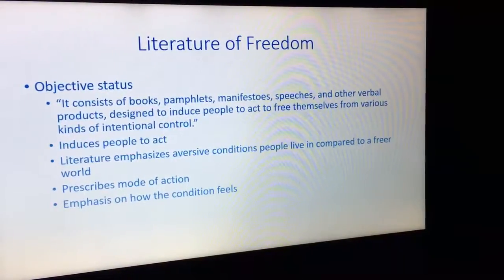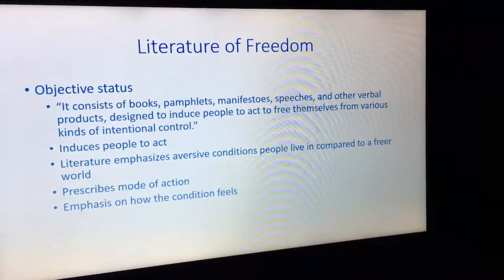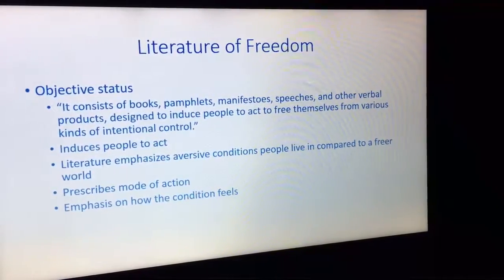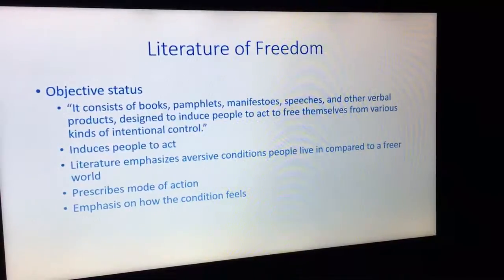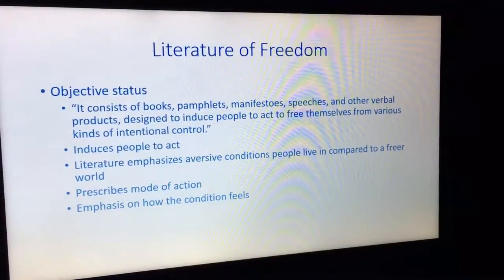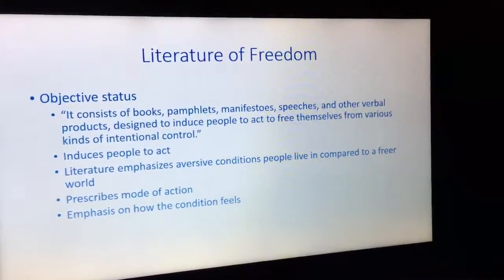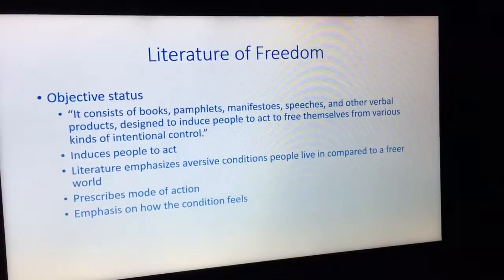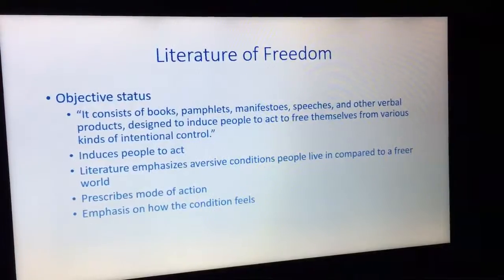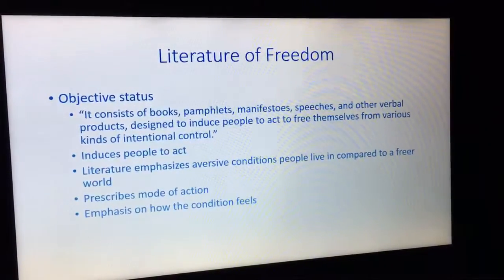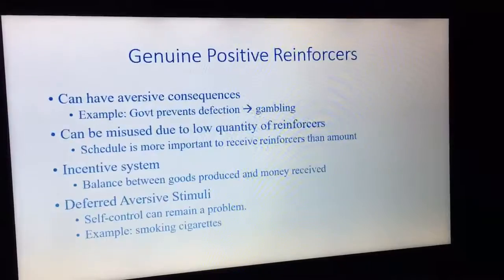Literature of freedom has an objective status. It consists of books, pamphlets, manifestos, speeches, and other verbal products designed to induce people to act to free themselves from various kinds of intentional control. It induces people to act. Literature emphasizes aversive conditions people live in compared to a freer world. It also prescribes a mode of action and has an emphasis on how the condition feels.